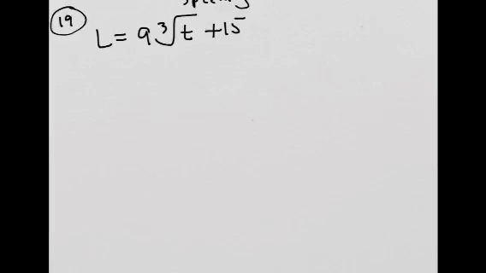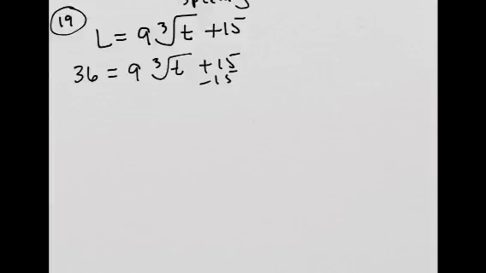Alright, for 19, we're going to estimate the age of a buck if we know the length of its antlers. So L is the length of the antlers, and T is the age in years of the deer buck. So this particular one has antlers that are 36 inches long. And this is 9 cube root of T. We're looking for T, right? We're looking for the age of it.